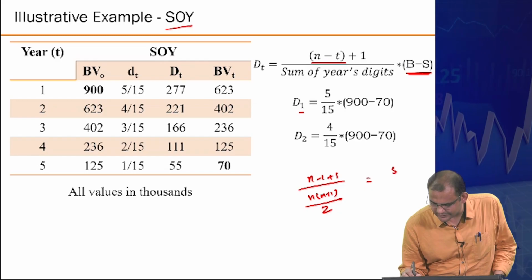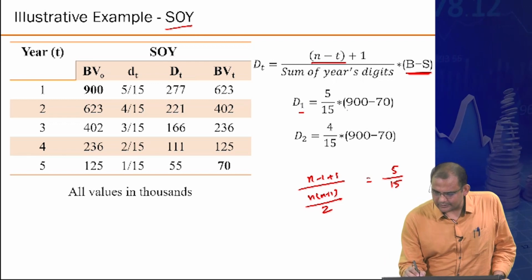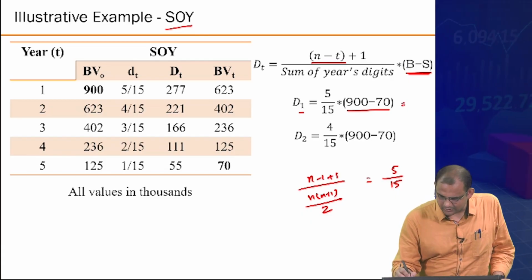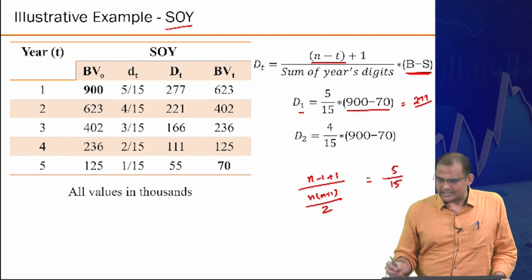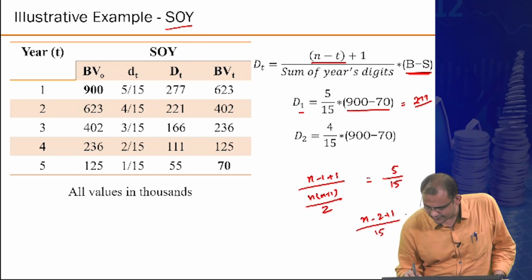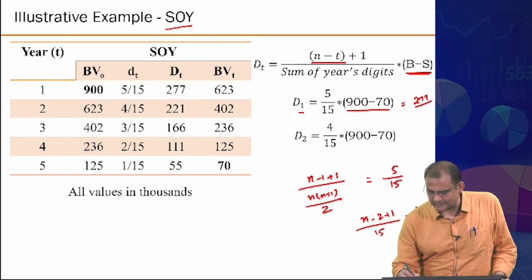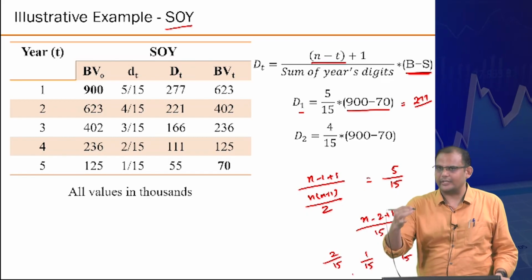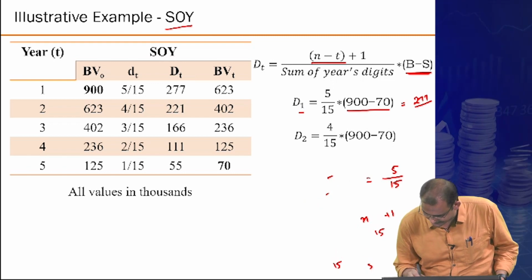N is 5, so this is 5 by 15, right? The total you need to adjust in that year is 900 minus 70, which is what? This value you can calculate. I think it is coming out to be 277. Similarly, D2 would be n minus 2 plus 1 upon 15, which is what? 4 by 15. Similarly, 3 by 15, 2 by 15 and 1 by 15. All these fractions will come. Okay. So, let's look at the example again here.